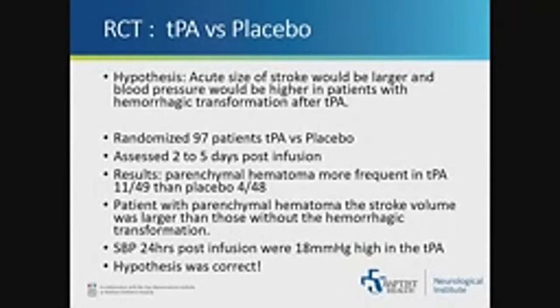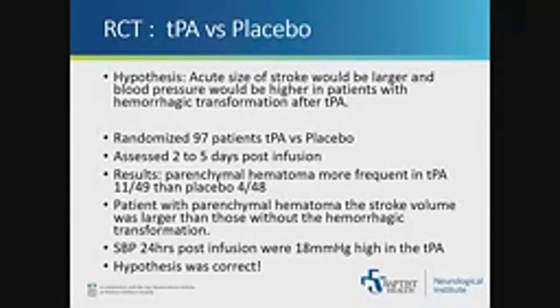They also found that in those patients that had the hemorrhagic transformation, the size of the stroke initially was larger in those patients as opposed to the patients who got the placebo. So as Kiffin explained earlier, that size of the stroke will cause hemorrhagic transformation or is a risk factor. So given large strokes, we try to avoid giving TPA.